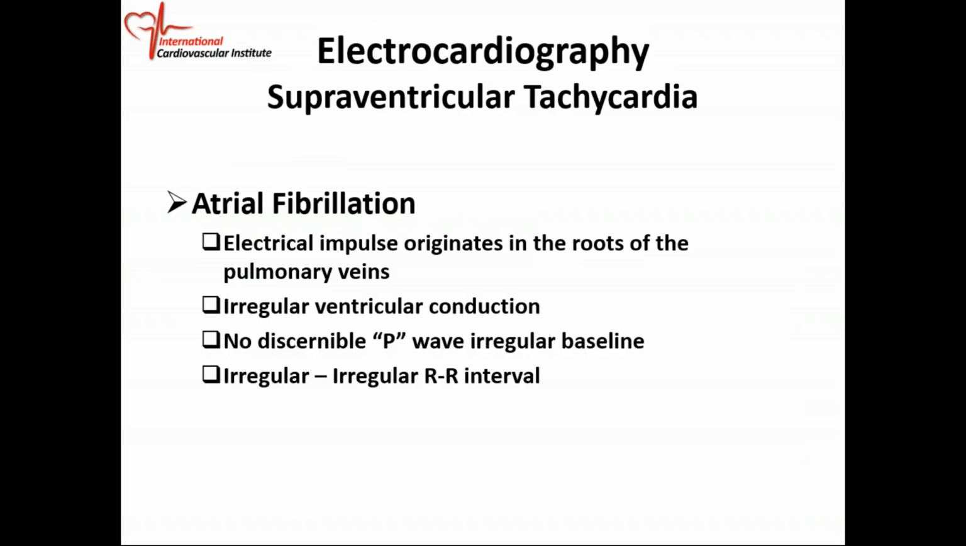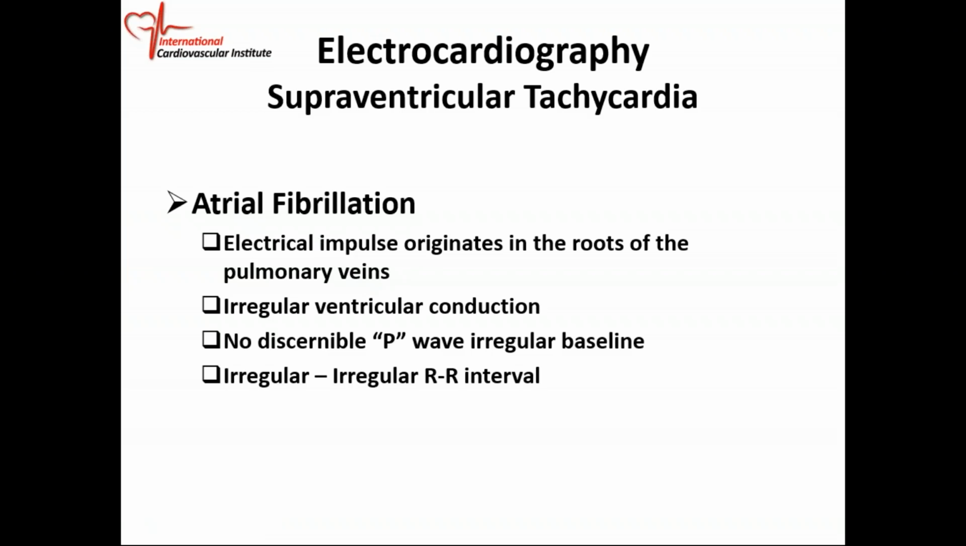All right, atrial fibrillation. So atrial fibrillation is the big brother to atrial flutter. Atrial fibrillation is a very common arrhythmia, and whenever you see this, you have to be able to identify it. With atrial fibrillation, the electrical impulse usually originates in the root of the pulmonary vein. And you remember you have 4 pulmonary veins. So these electrical impulses usually originate in the root of the pulmonary veins. And the electrical impulse is just going to fire spontaneously.